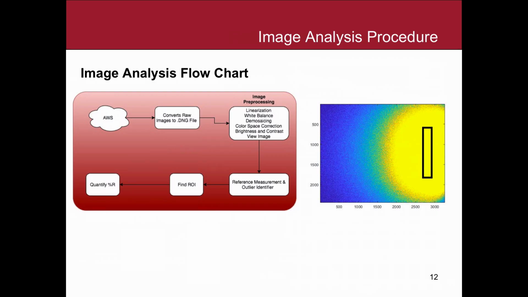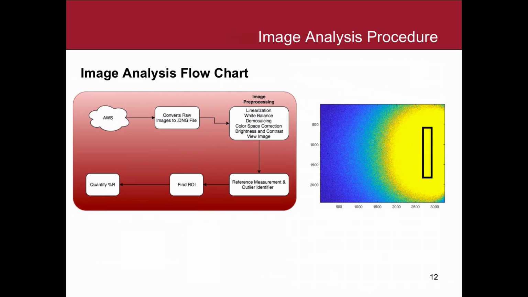Once we have our images, we use our reference standard to identify any abnormalities in our data. Then what we do is we take that data and we find a region of interest to quantify the amount of %R from that image.